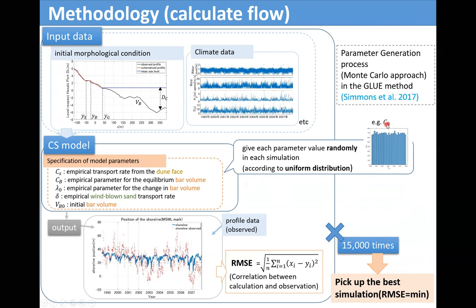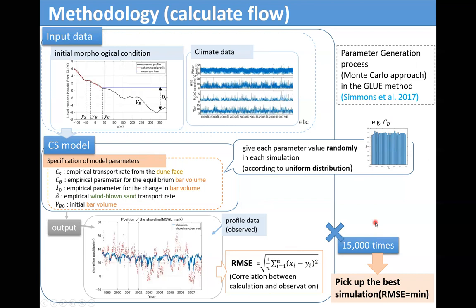I ran the model 15,000 times, and at each simulation, I gave the parameter combination randomly according to uniform distribution like this. Here, I only showed the distribution of CB, but for each model run, for example, I gave the CS value by choosing randomly from the CS uniform distribution like this, and gave the CV value from its distribution, and so on. And after I finished the 15,000 simulations, I picked the best result where the RMSE value was minimum.